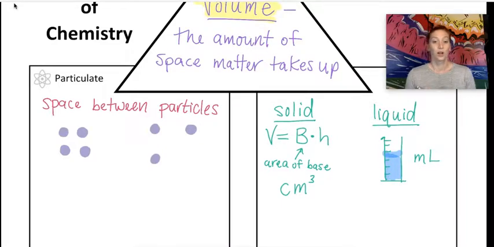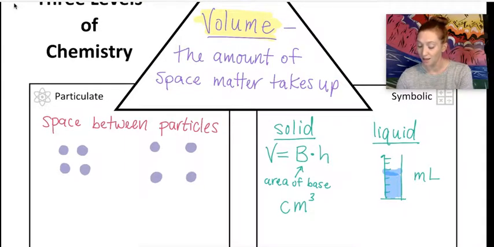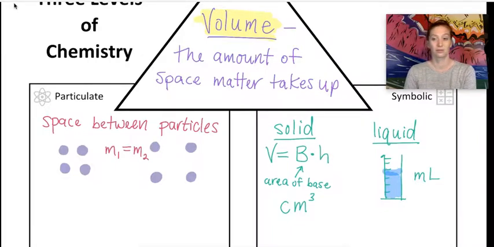Okay, so notice I use the same color and same size for my particles. So at this point, we should understand that these particles are all representing the same type of matter. The difference here is the space between them. So I have the same type of particle, I have the same number of particles, so that means my first mass is going to be equal to my second mass. The difference here is the space between the particles, which means the volumes are different.